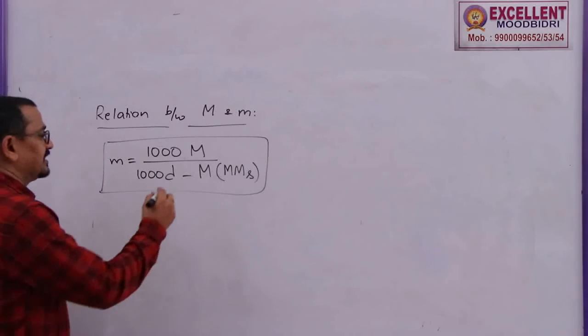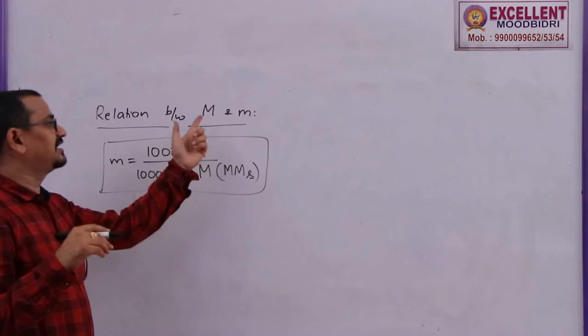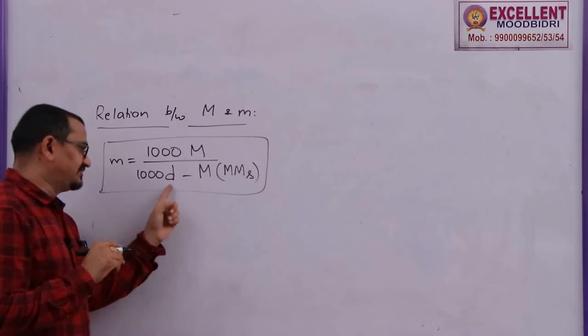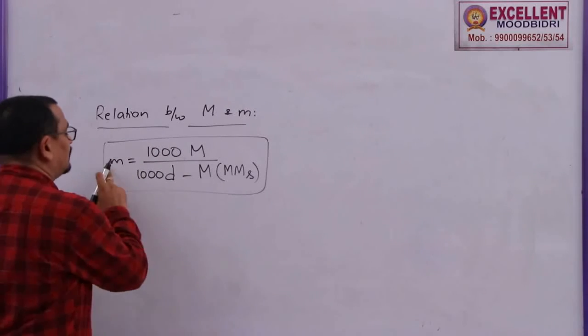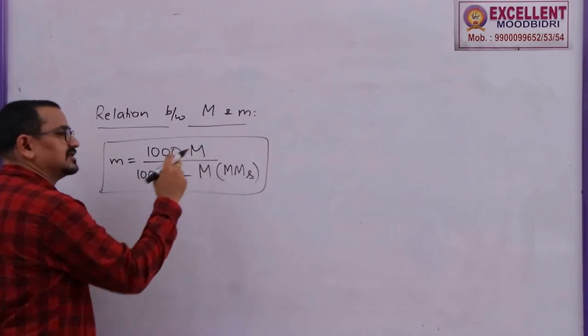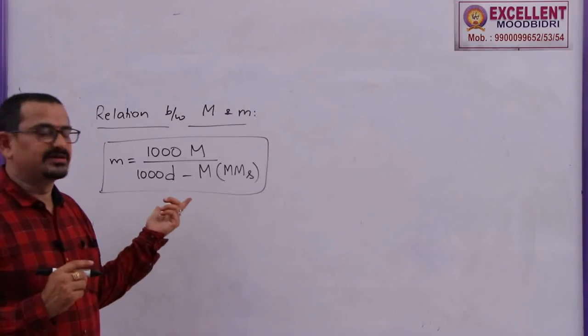In this way, for a question based on the relation between molarity and molality, density will be supplied, molality will be supplied, and molarity may be asked. Or out of these three values, two will be supplied and one will be asked. So this is the relation we have to use for that purpose.